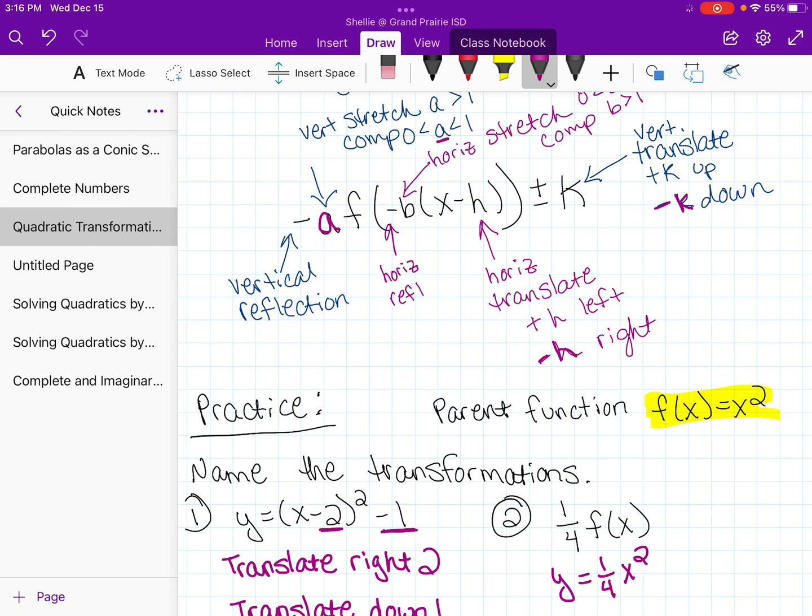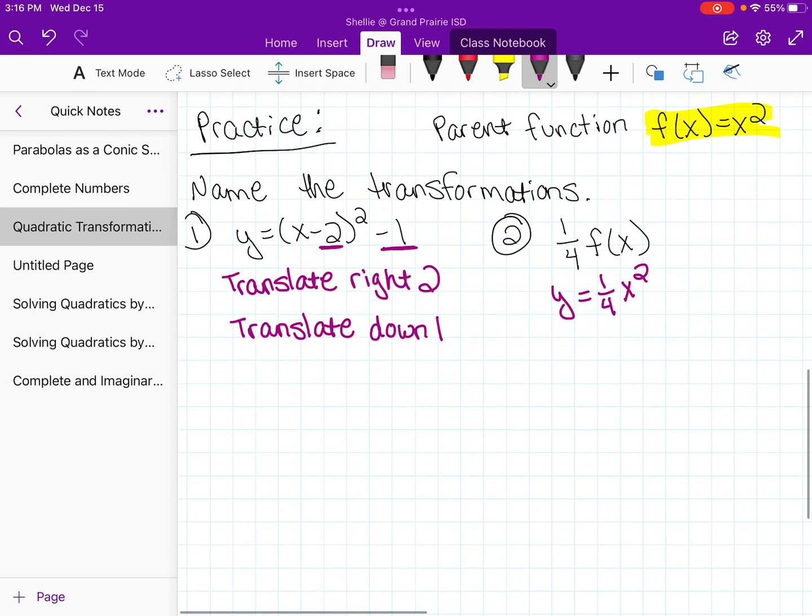1/4 is going to be between 0 and 1. So that's going to be a compress. So I'm going to say that's a vertical compression by 1/4. So that would be a vertical compression by 1/4, meaning I would take my parent function and I would press it 1/4.